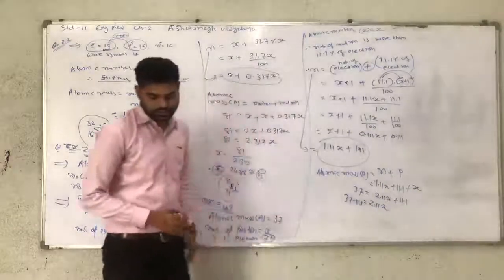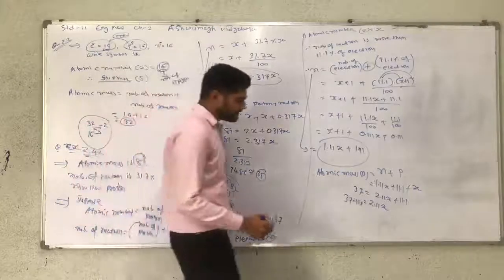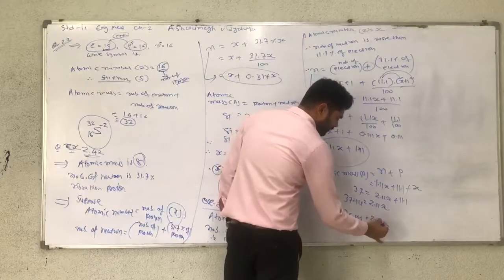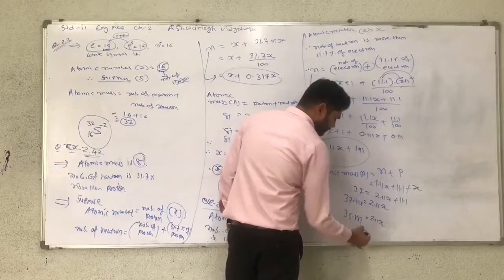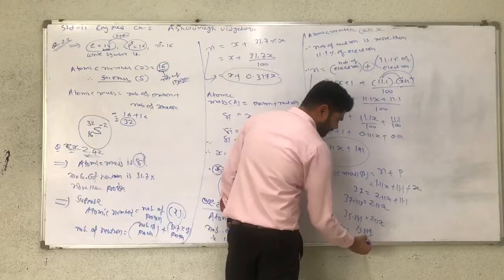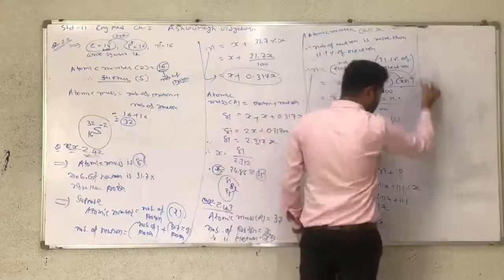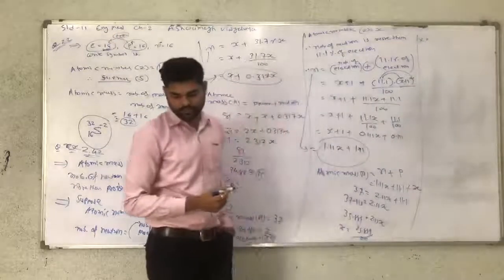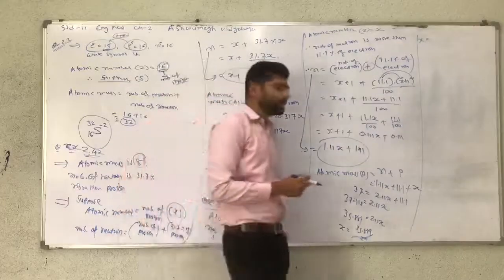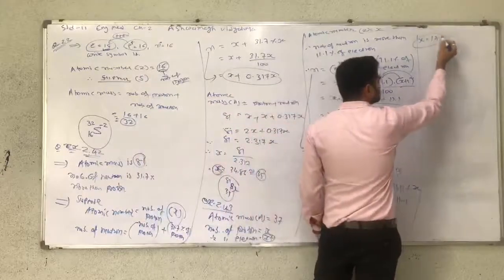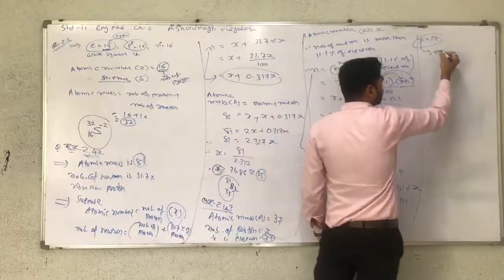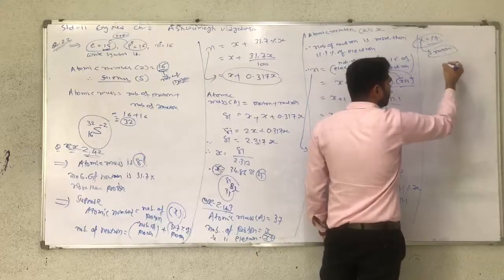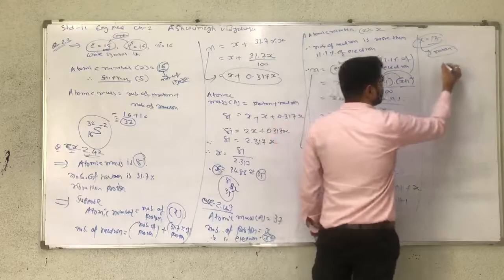So the final answer is 35.889 equal to 2.111x. Now x equals 35.889 divided by 2.111. After division, the value of x is around 17. So x means the number of protons. The symbol for atomic number 17 is Cl, and the atomic mass is given as 37.